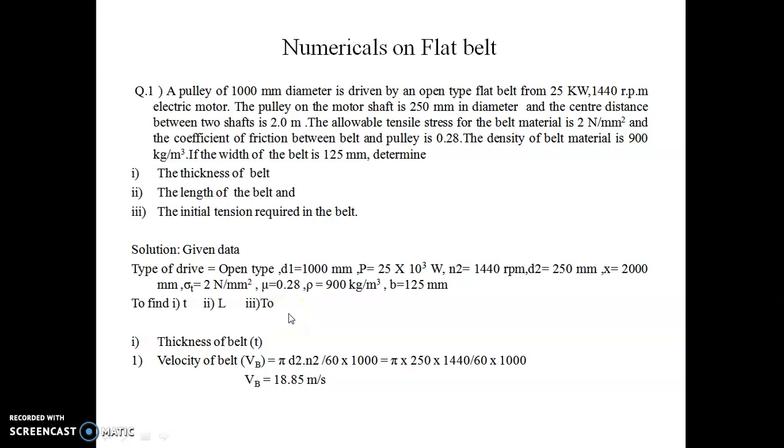First of all, we'll see the thickness of belt T. For that, we require the velocity of belt. The velocity of belt Vb is equal to pi d2 n2 upon 60 into 1000. The value of d2 is 250, n2 is 1440. So we'll get the velocity of belt 18.85 meters per second, as we have taken the 1000 here, so it is in meters per second.